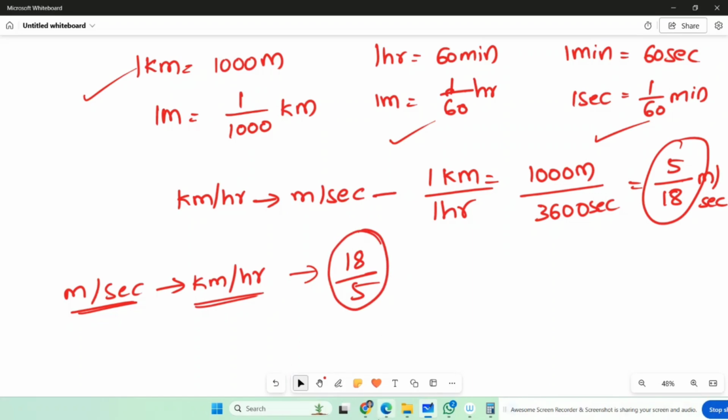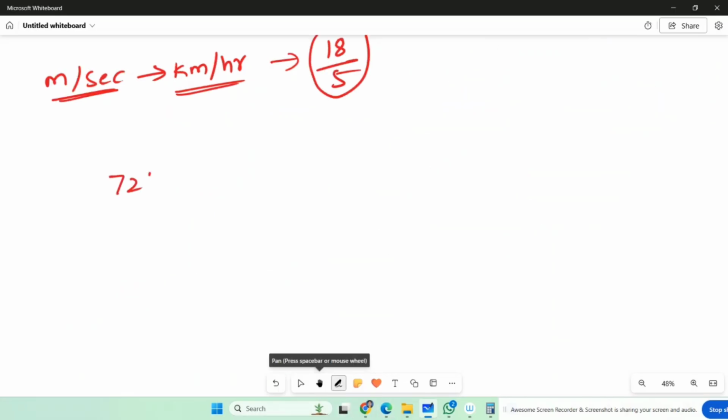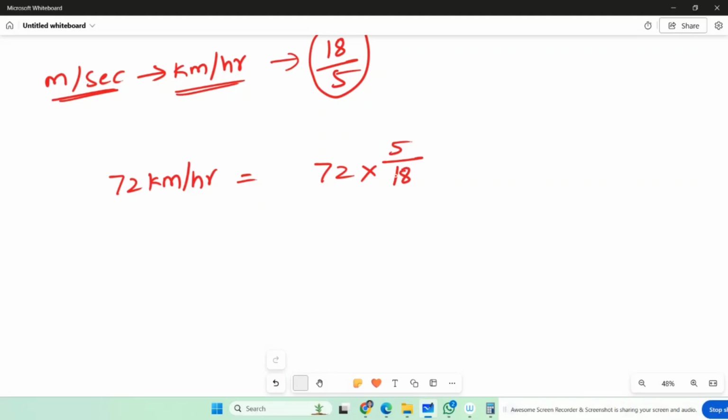So let's see some example questions here. 72 kilometer per hour. So here kilometer per hour is the unit. We are going to convert it into meter per second. So 72 times, kilometer per hour is a bigger unit. To convert into a smaller unit, we multiply by 5 by 18. How did we get 5 by 18?